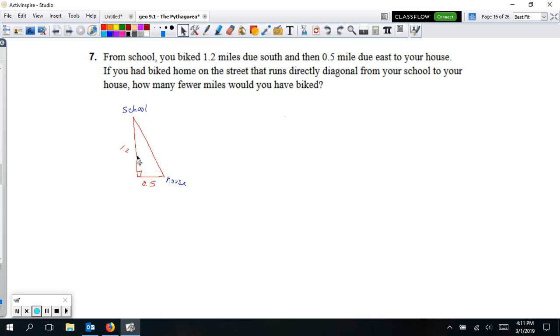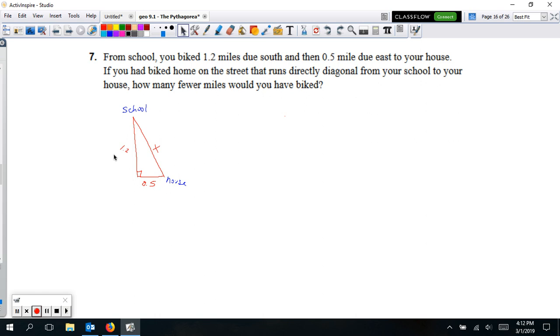We know that south and east are perpendicular to each other, so they make an exact right angle right there. That's why this is a right triangle if you have the diagonal from your school to your house. And that's what we're looking for. It says, how many fewer miles would you have biked? Well, we need to know how many miles it is from your school to your house. So we're looking for x. We'll put x right there.